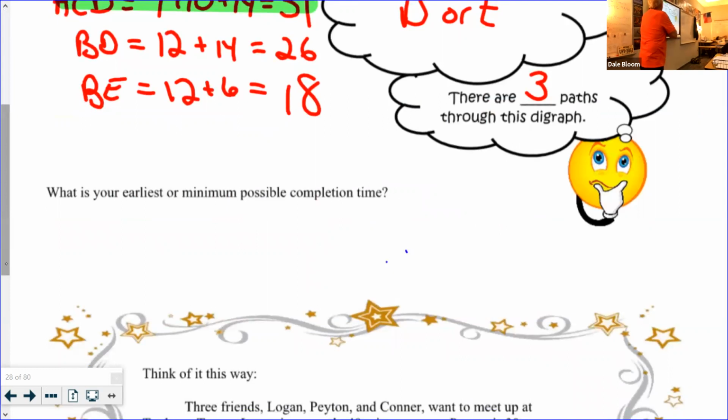Your earliest possible completion time, or I'm going to say, it sounds a lot like something else. I'm going to say minimum possible completion time is going to be your critical path. And that's for the job, for the project. And remember last week we talked about earliest possible completion time. And that was always the shortest path, the quickest path. When we're talking here, we're talking about the overall arching project. The overall arching project doesn't get done until that critical path is done. So that's going to be that ACB.